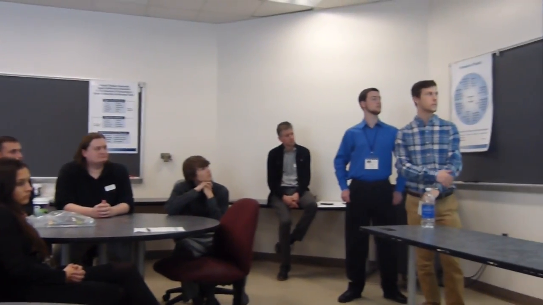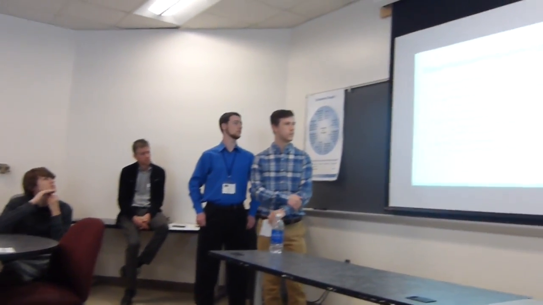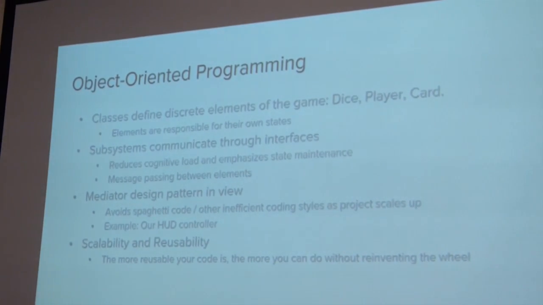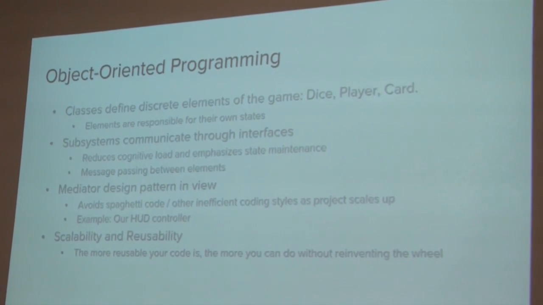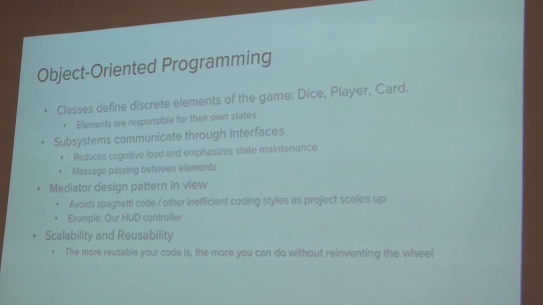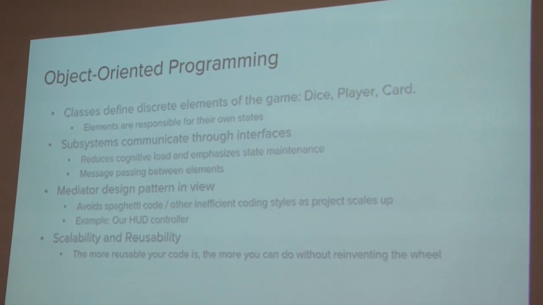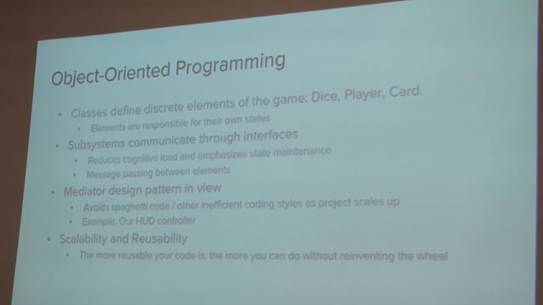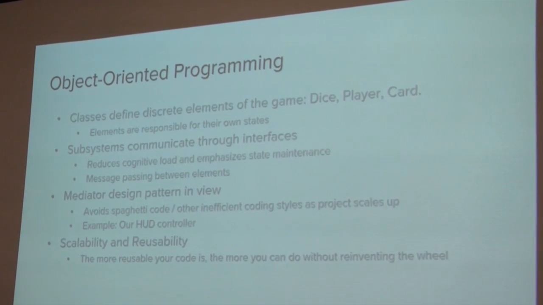So we used a lot of the architecture and methods of object-oriented programming. We have discrete elements: dice, players, cards, game boards, etc. They're responsible for their own states, and they communicate through interfaces. We have to make sure that at any time the player who's playing the game can see an accurate representation of the game itself. So we utilize message passing between elements.